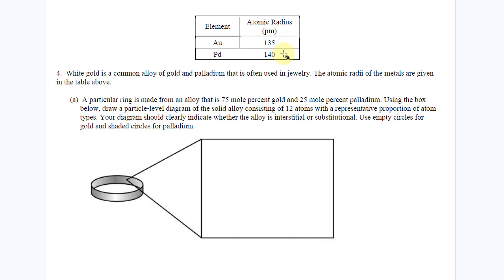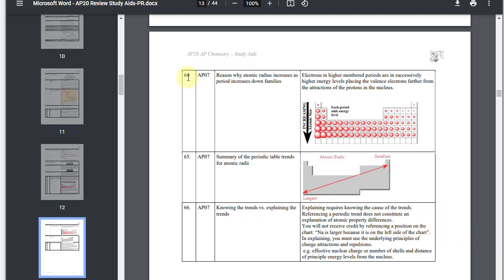One of the things that you should be aware of on the AP exam is there's always questions on sizes of atoms. So you should know the trends for atomic size. I have a series of flashcards for my students in my class, and one of the important flashcards is this one, flashcard 64 and 65, and there's a few others here, and it talks about the trends in atomic size. The gold and palladium they're talking about in this problem are in this area, and as you can see, these atoms are pretty much all the same size, but you really should know the trends and why atomic size changes.